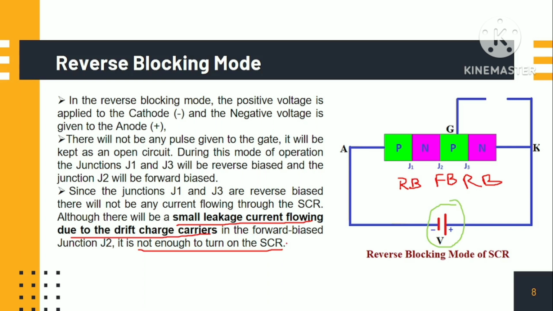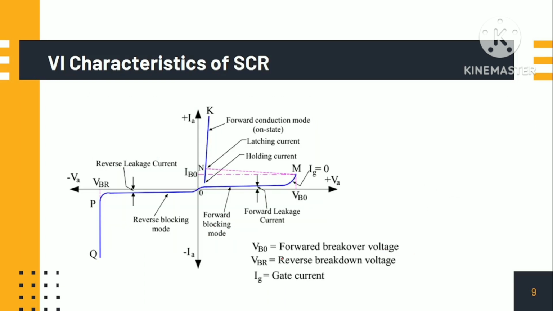Due to this current, it is not enough to turn on the SCR. Now, in a combined way, this area we can call the forward blocking area, and this is the forward conduction area, as mentioned here. We need to understand some important concepts here. The first one is the forward breakover voltage, the voltage at which the SCR starts conducting, which we call VBO. And we must also know the definitions of leakage current and holding current.